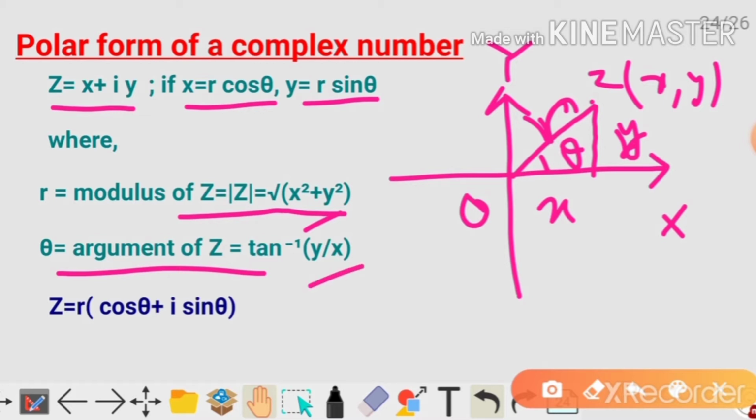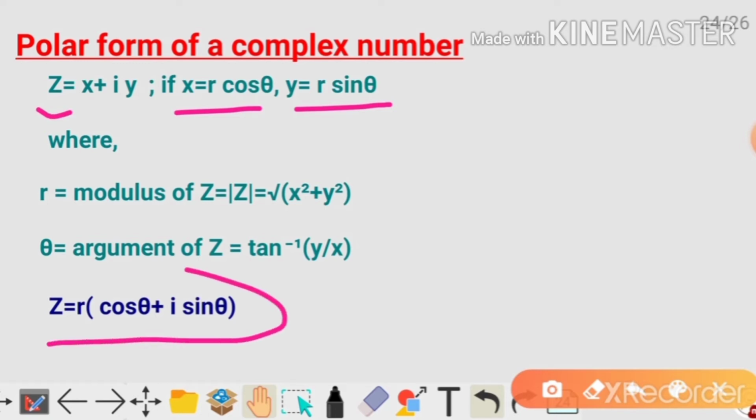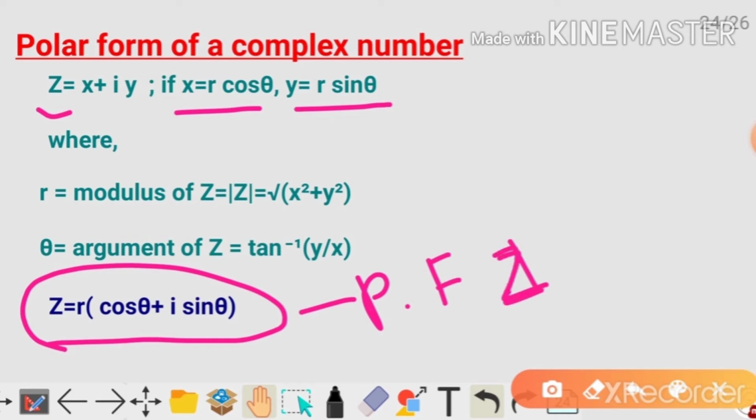And the principal value of theta, you already know that, but let me remind you: minus pi less than theta less than or equal to pi. So if we put x equals r cos theta and y equals r sin theta in z, then we will have z equals r into cos theta plus i sin theta, and this is the polar form of z. Now we are going to take some real examples and learn this.